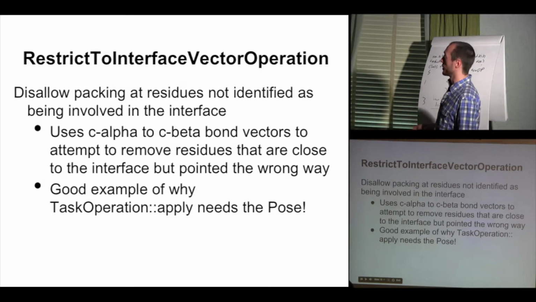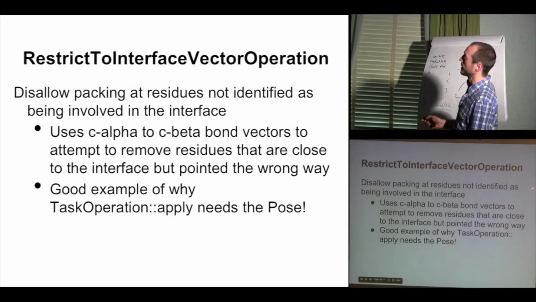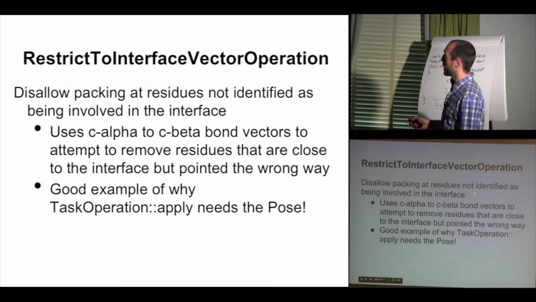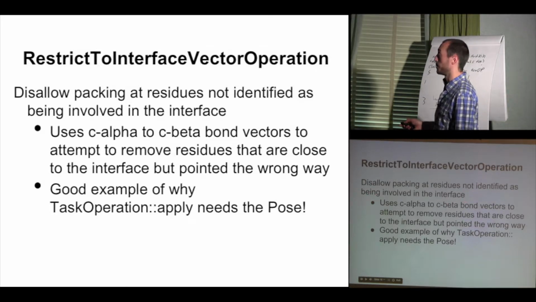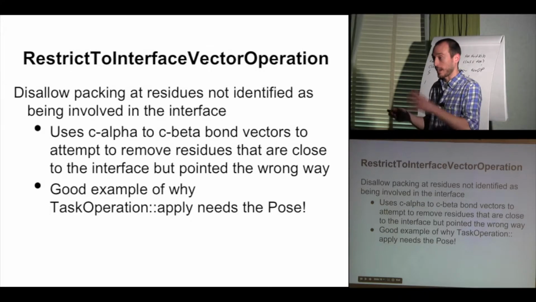So another task operation, and this is a good demonstration of why the apply function for the task operation takes a pose in. This is called restrict to interface vector operation. What this does is it disallows packing at residues not identified as being in an interface. So say you have protein A and protein B, and you want to redesign the interface between them. You could use something like this task operation to automatically detect that interface.